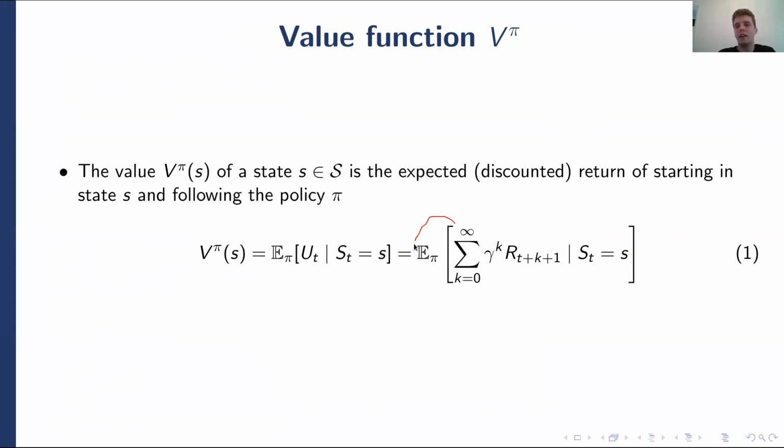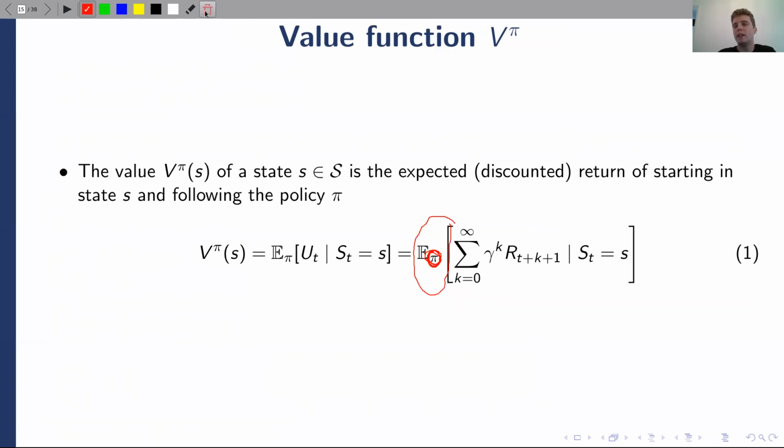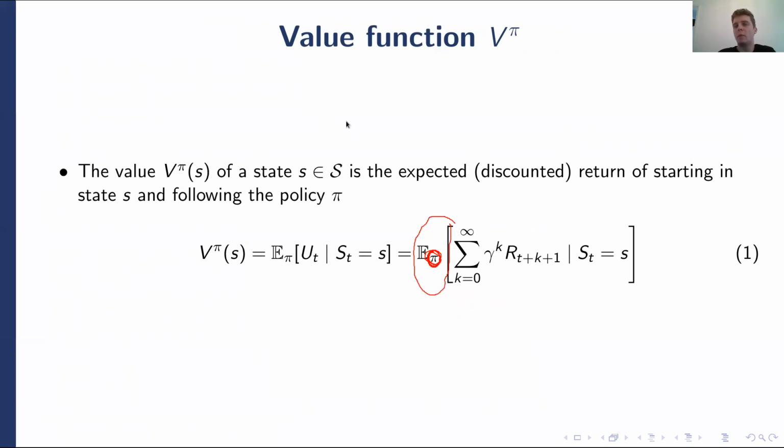So let's look at each of these elements here. So we have an expectation, and this subscript here by pi simply is here to make it clear that the decisions are being made according to pi. So the probability of taking a specific action in a given state is given to us by pi. That's what this subscript here denotes.